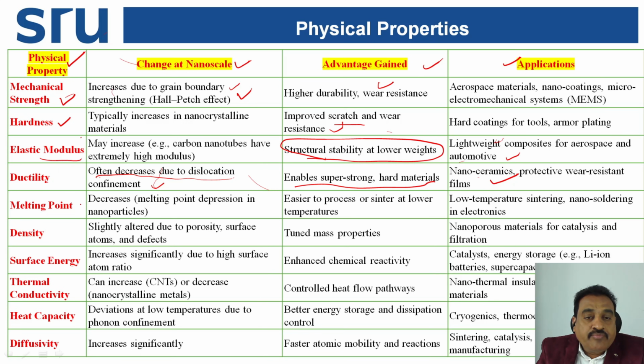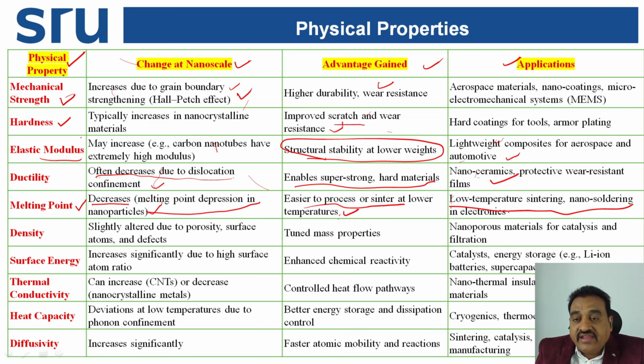Coming to melting point. As particle size decreases, the melting point also decreases. This is melting point depression in nanoparticles. What is the advantage? It is easier to process or sinter at lower temperature. What is the application? Low temperature sintering and nano soldering in electronics. Simply comparing the advantage and application.